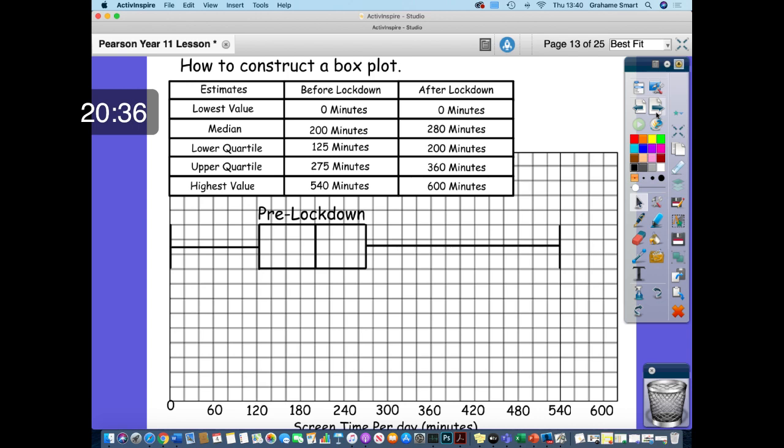So moving on. I don't want to just look at tables. I want to be able to visually look at this quite quickly. So how do we construct a box plot?